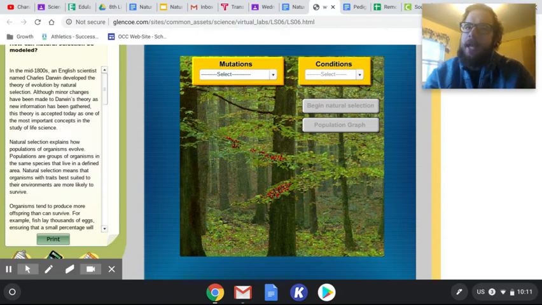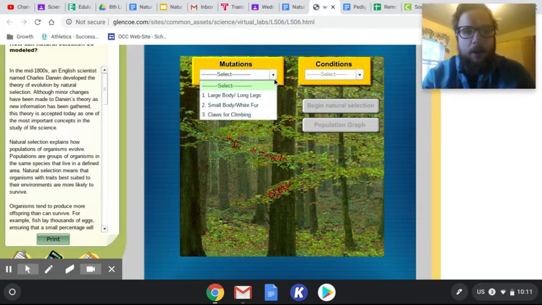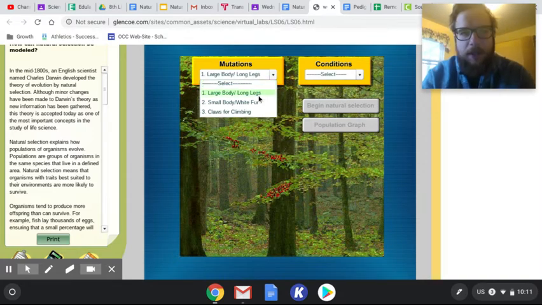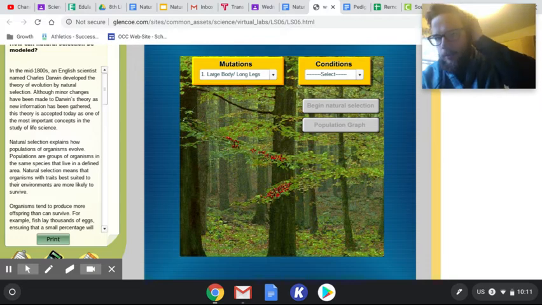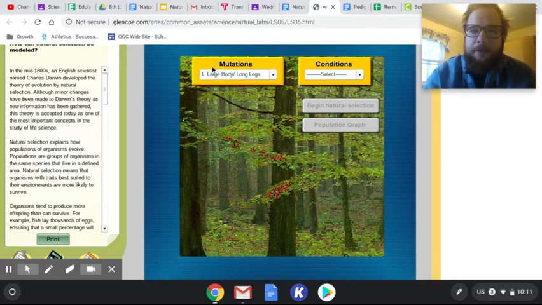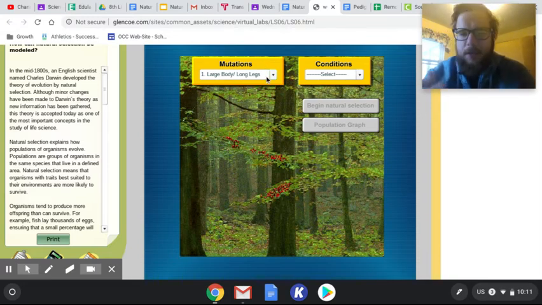So we want to make changes to either the animals or the environment that they live in, and then we want to see what happens based on those. So we're going to start with mutations. I would just go in order. It's easier, and that way you're not skipping around and forgetting where you were. So the first mutation that we're allowed to pick is large body, long legs. And these creatures are like rabbits. Although when you give them large body, long legs, they look kind of creepy. But anyway, you'll see in a second here.